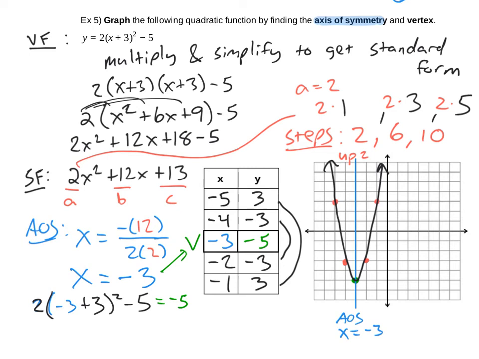Now look at this. Even in the table will show you this step pattern. How do you get from negative 5 to negative 3? You add 2. And how do you get from negative 3 to positive 3? You add 6. Up 2, up 6. Next will be 10. So you can see this in the table and on the graph for your step pattern.